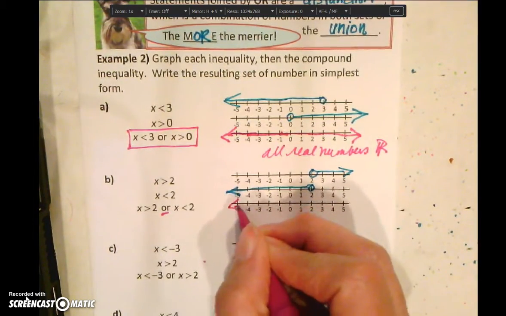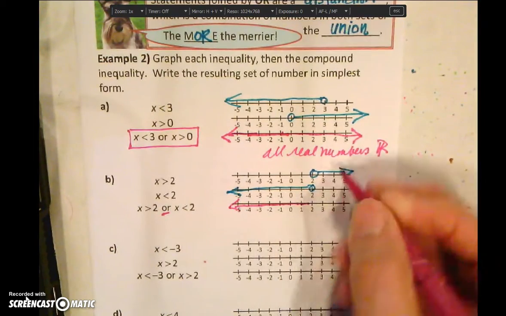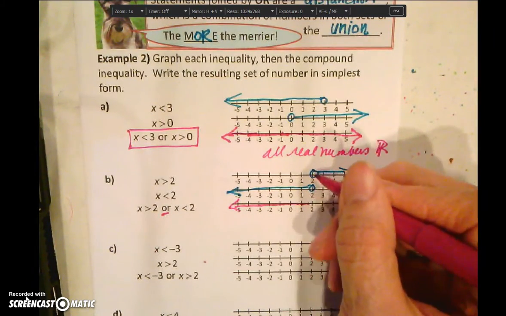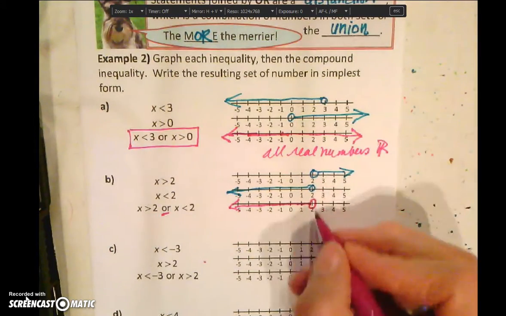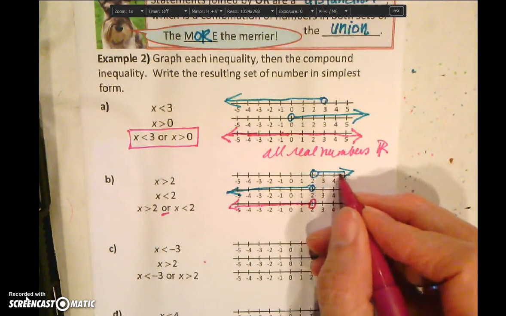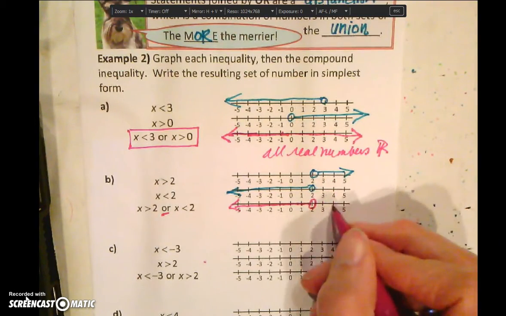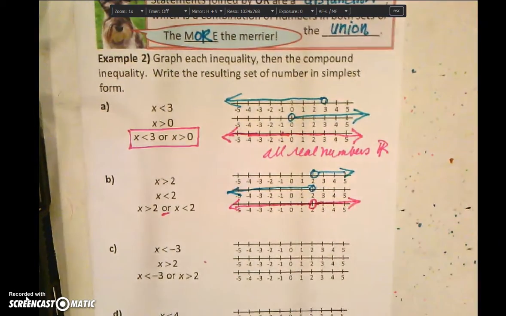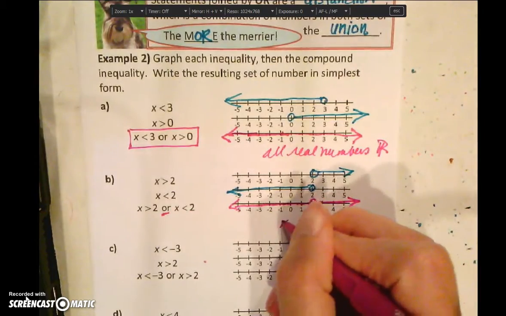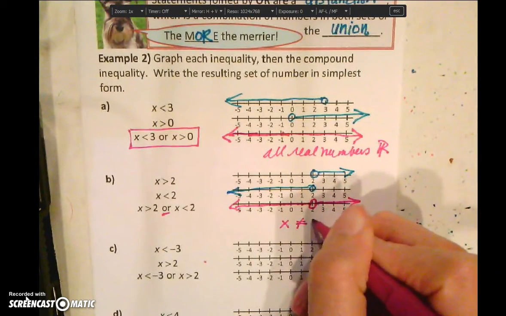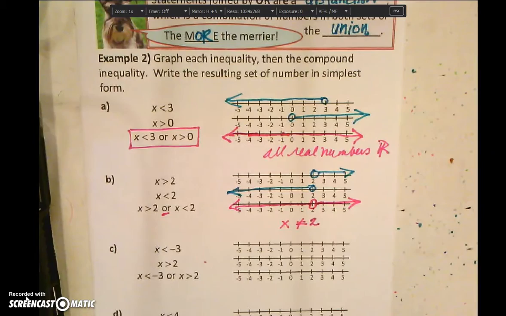So starting here, all of these numbers are there. And then I get to the 2. The 2 itself is in neither one of them, so I'll put an open dot there. And then to the side of it, all these numbers to the right of the 2 are included. So when I draw my answer, it looks like this, with almost the whole number line except for a hole at 2. So we can represent that in an answer shortcut just by saying that x does not equal 2. And that means it equals everything else.